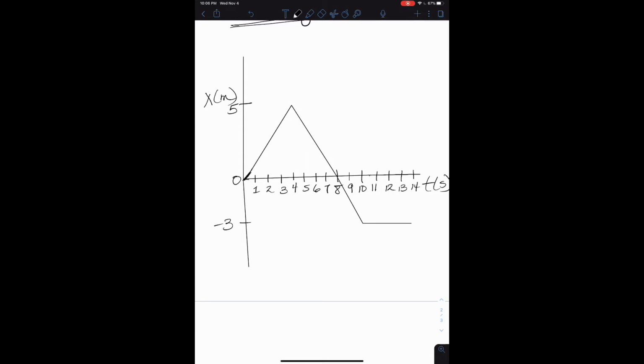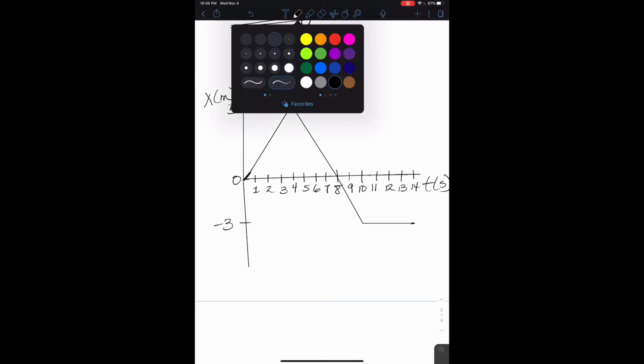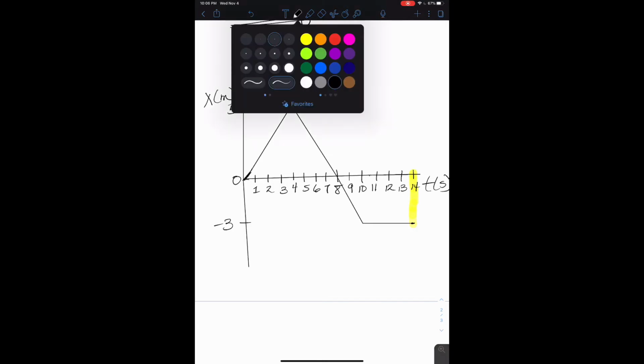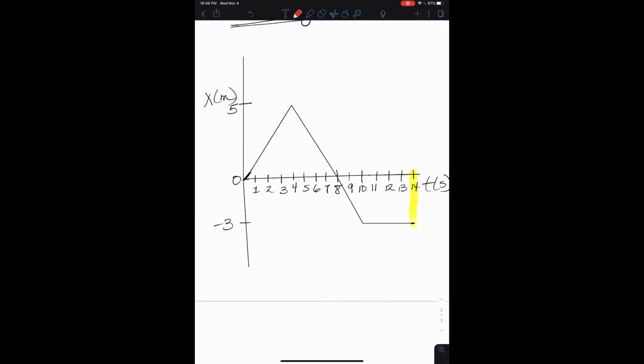One might be: in 14 seconds, how far does the object move? Here's 14 seconds, right? Well, it would move in the first 4 seconds, right up to here. It would move from 0 all the way up to +5, so it would move 5 meters in the first 4 seconds.